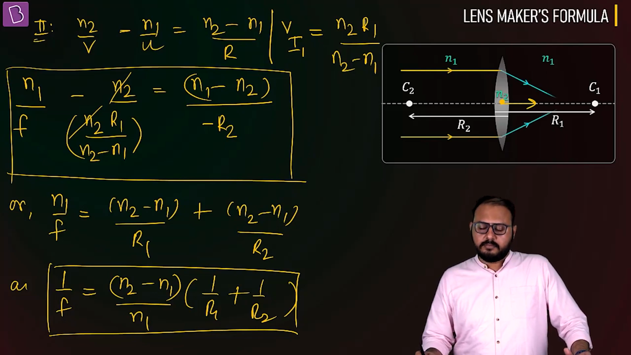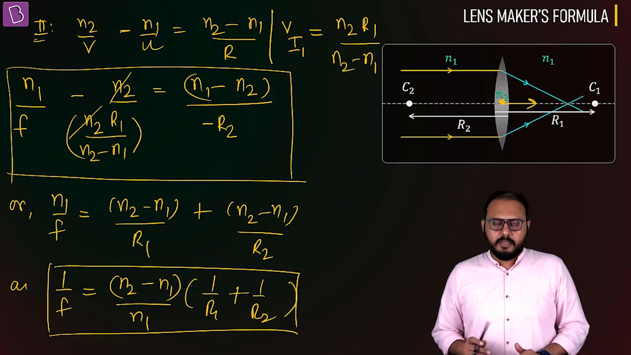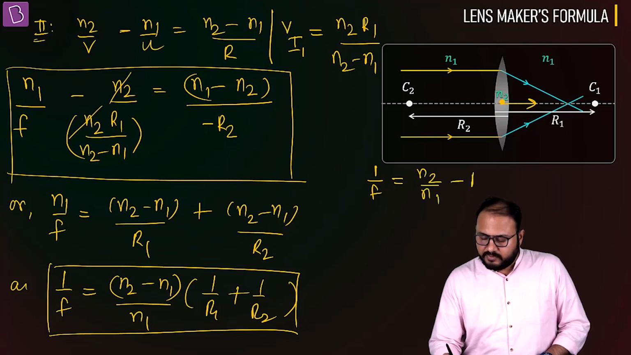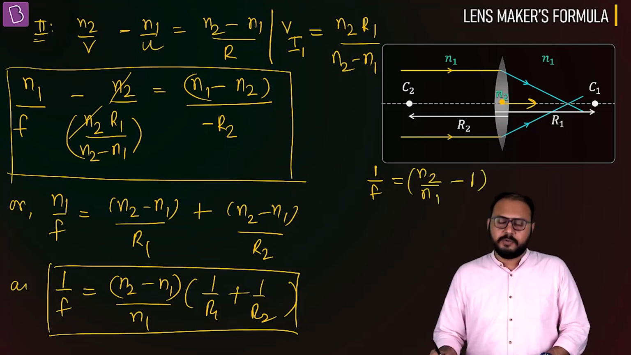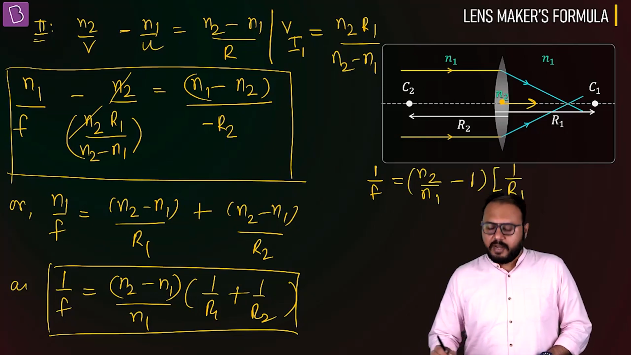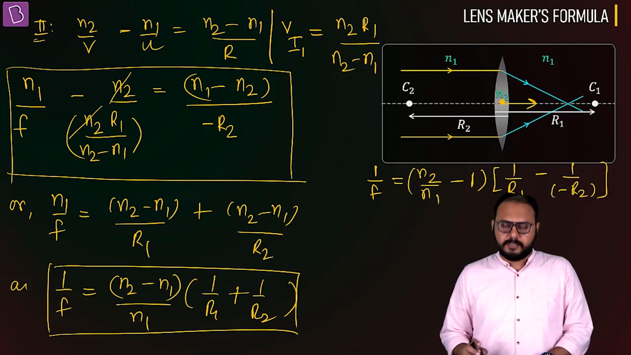Here is the deal. Now, are you ready? Now I'll customize this. Watch very carefully. 1 by F is equal to N2 by N1 minus 1. Allowed? Yeah, allowed. And watch very closely: 1 upon R1 minus 1 upon R2. See it very, very closely.